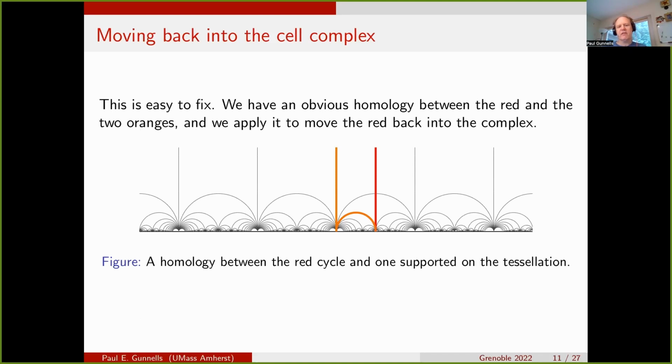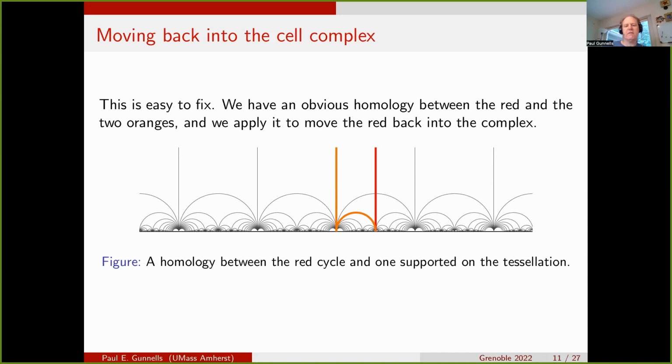However, it's easy to fix that. If you look at the upper half plane, you see that, well, clearly that red thing is homologous to the sum of these 2 orange things. There's a triangle. It's not a triangle in the tessellation, but there's an ideal triangle in the upper half plane where the boundary is these 3 things. And those 2 orange things are supported on the tessellation.